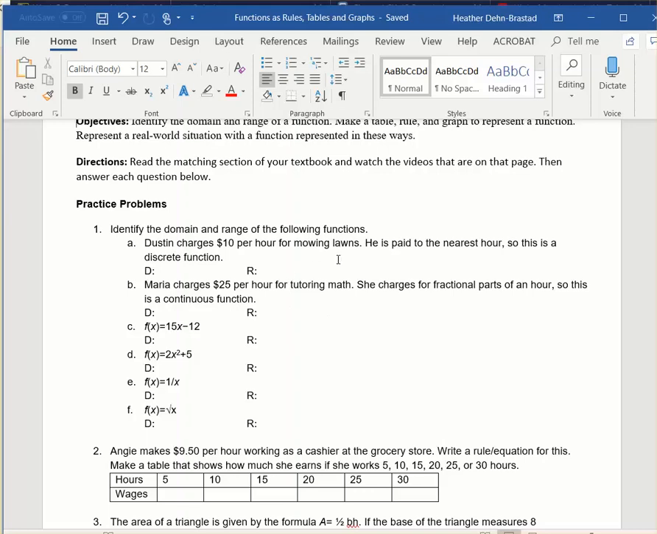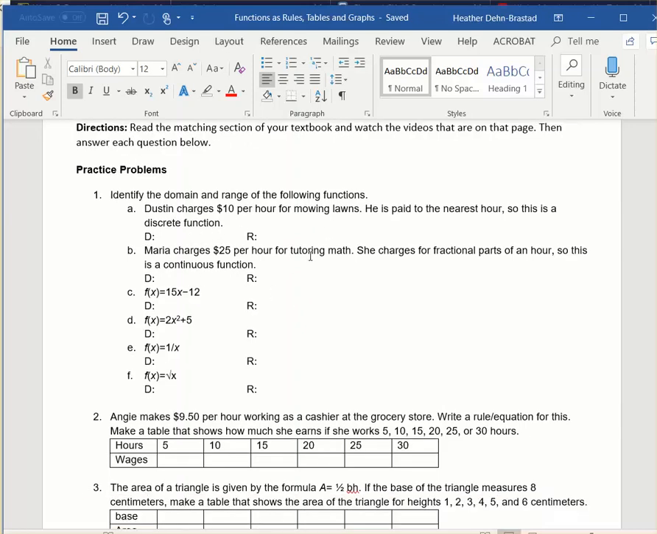For the domain, you can decide on a reasonable number of hours for each of these. And maybe you'll want to say that it's per week. It doesn't specify, so you get to kind of be the judge on that. In C, this is a linear function, so it'll be a line. Think about what we've talked about for the domain and range of lines.